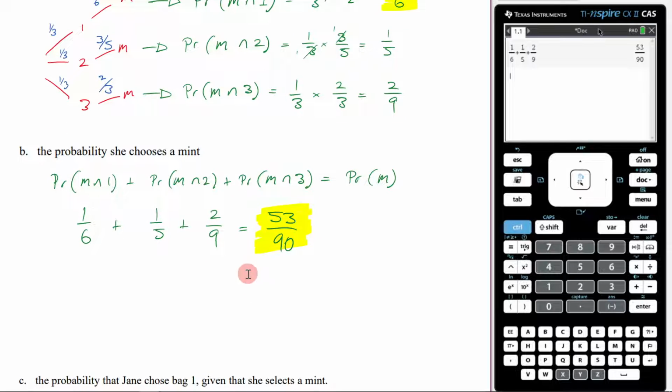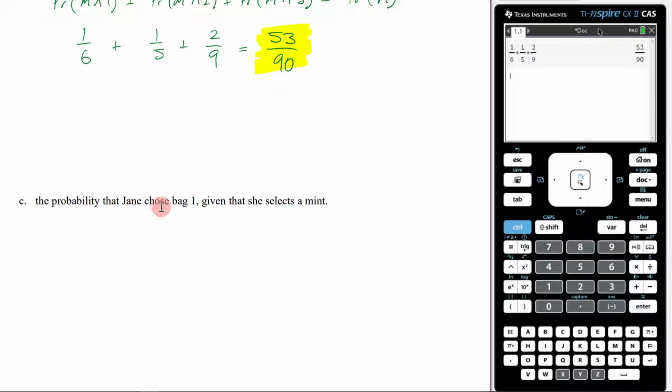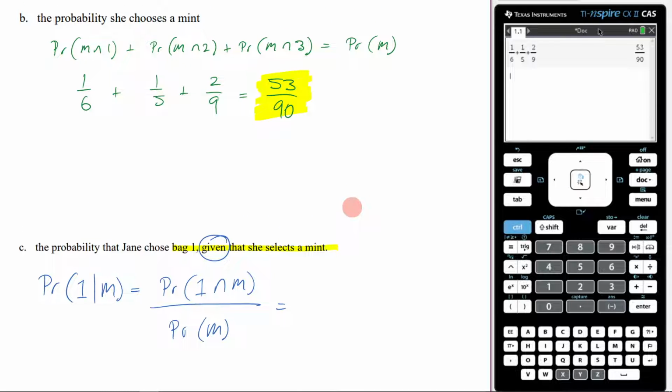Now we come down and we say, what's the probability that she chose bag 1 given that she gets a mint? Immediately, alarm bells start going off when you see words like given. You know this is going to be a conditional probability question. So the probability that she chooses bag 1 given that we've got a mint. So we want to figure out the probability of 1 intersection M over the probability of M. Well, we just figured out the probability of M. The probability of M is 53 on 90. And we've also figured out the probability of 1 intersection M.